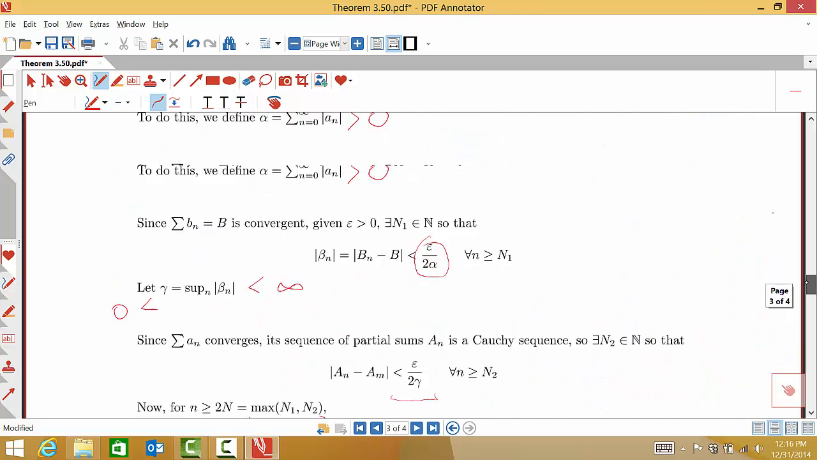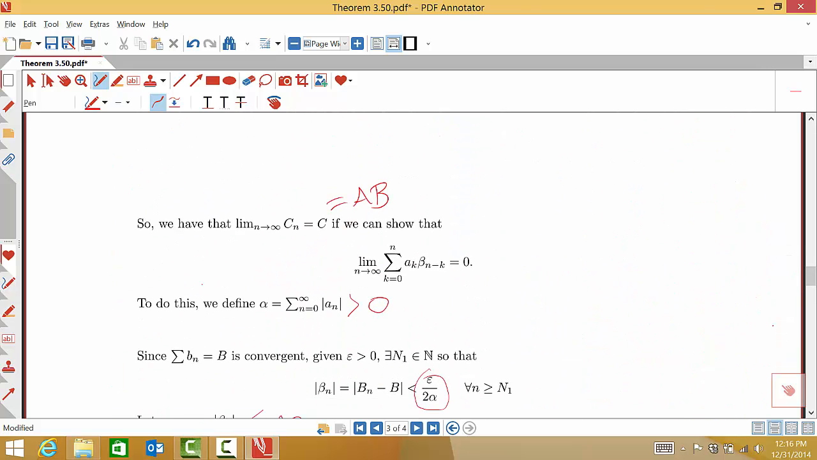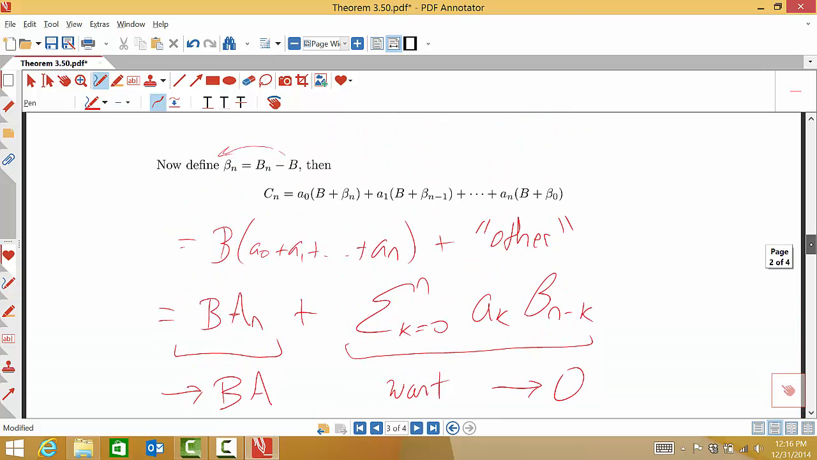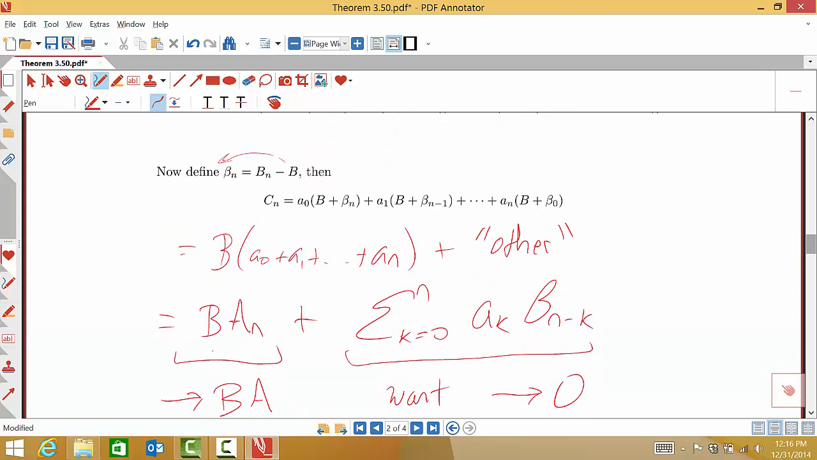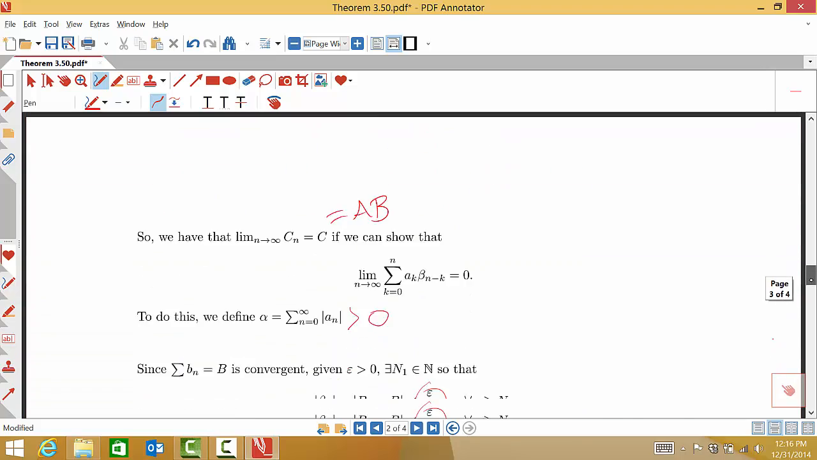We've shown that our sequence of partial sums had a term b times a sub n, which converged to b times a, plus a term that went to 0. So we've got exactly what we wanted.